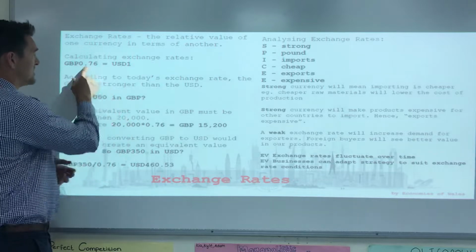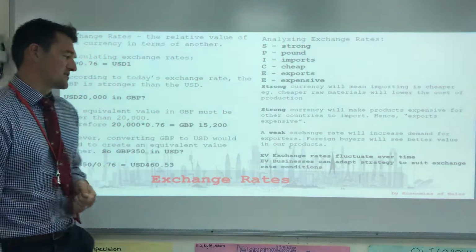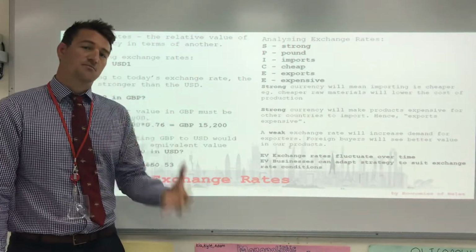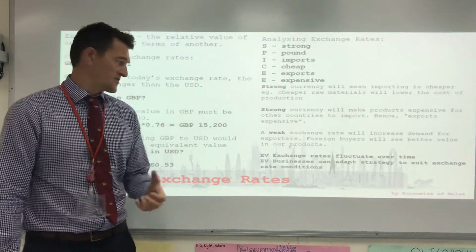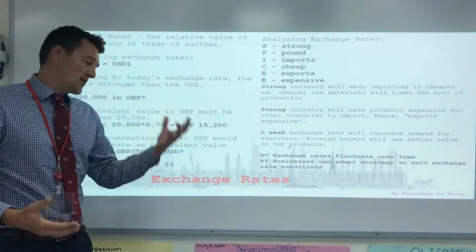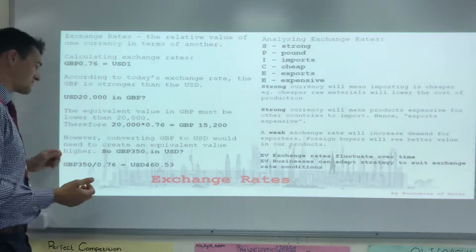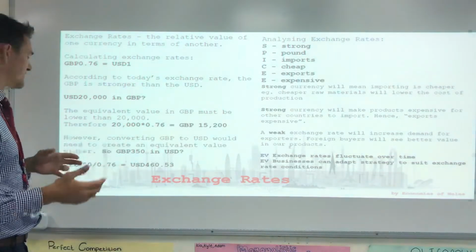So it's 20,000 times by the exchange rate, 0.76, which means it's going to take 15,200 Great British pounds to buy 20,000 US dollars worth of stock. Okay, and now I can analyse whether that's a good deal or not, whether I should buy locally, whether I should import that, or whether I should import somewhere else. Okay, so however, let's do the other conversion.